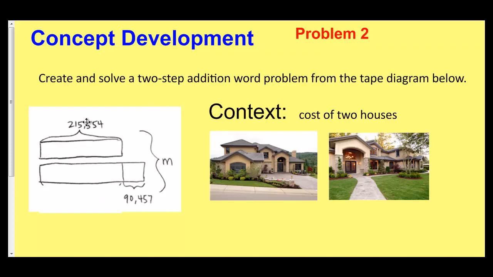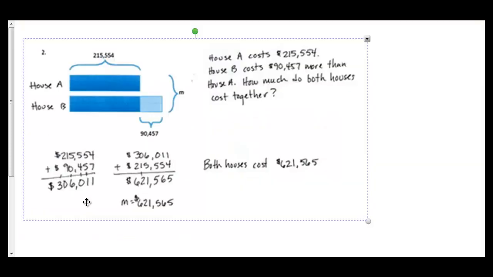That's why there's 2 tape diagrams. And one item is 215,554, and the other one is the same as this one, but it's 90,457 more. And the M represents that we want to know the total of both. So I want you to pause, create a 2-step word problem, and then I want you to solve that problem. When you're ready to check your answer, I want you to press play.